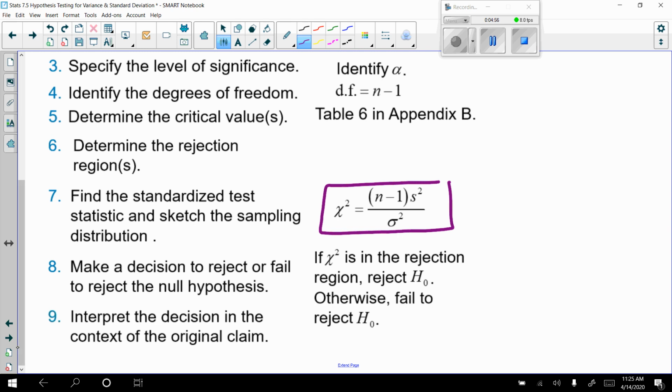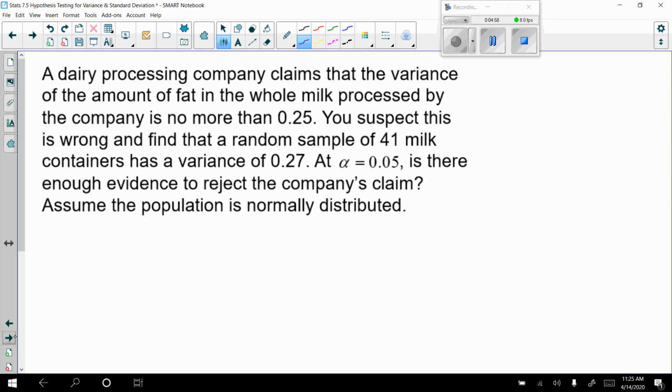So let's do an example. A dairy processing company claims that the variance of the amount of fat in whole milk processed by the company is no more than 0.25. You suspect that this is wrong and find that a random sample of 41 milk containers has a variance of 0.27. Using an alpha of 0.05, is there enough evidence to reject the company's claim?